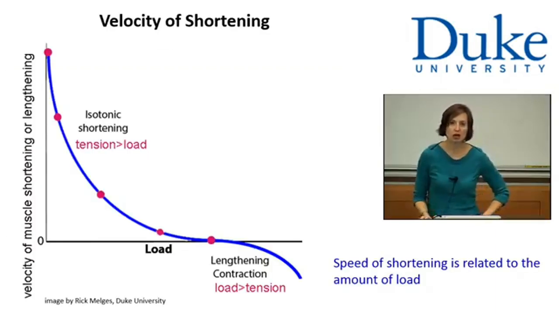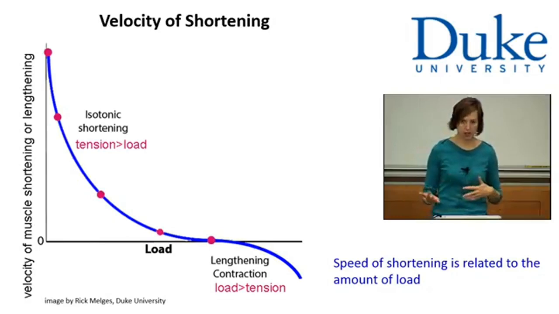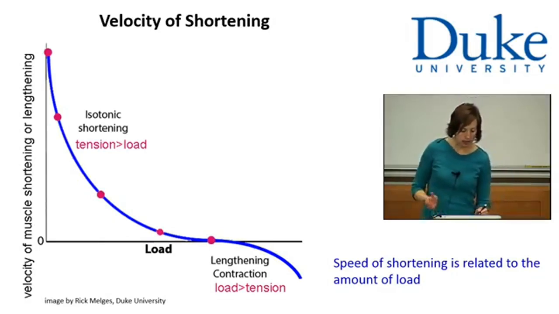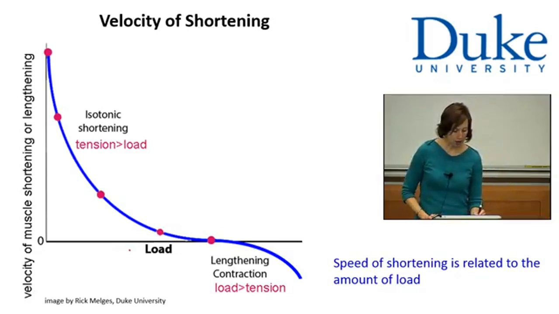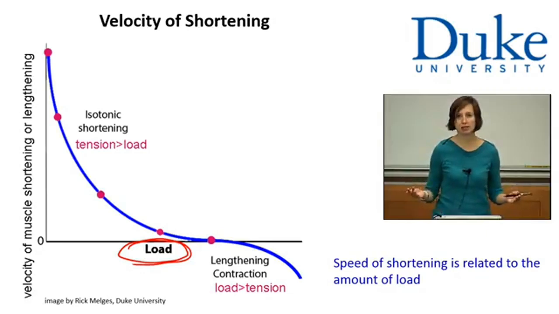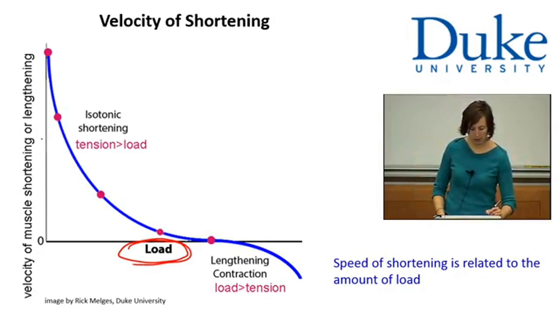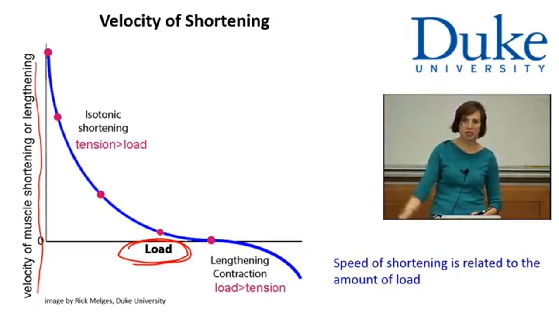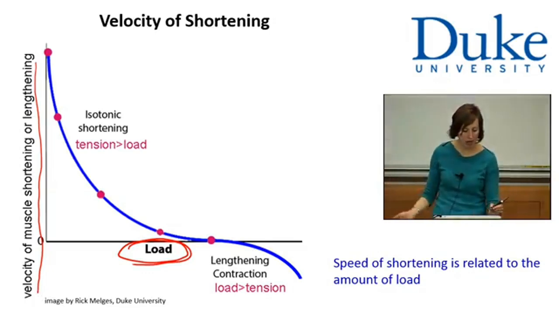We can also talk about the velocity of shortening, where we're looking on this graph at the amount of load. So how large is the load, which is basically like saying how heavy is the load, and then looking at the velocity of muscle shortening or lengthening. It makes sense that when we have zero load, when you're just contracting the muscle, as I am right now, that's when we're going to have the maximum velocity of shortening. So that would be this point here.